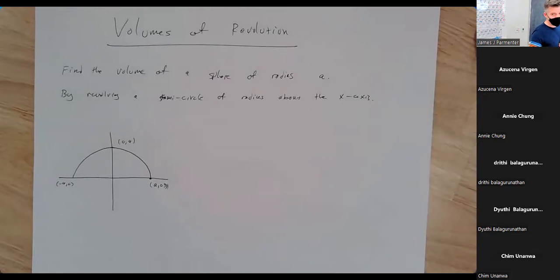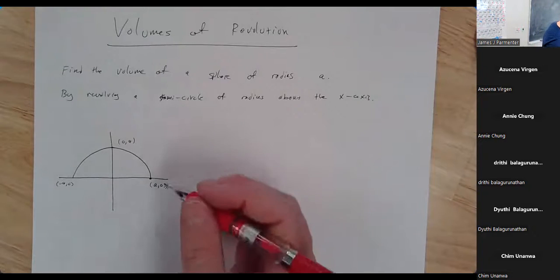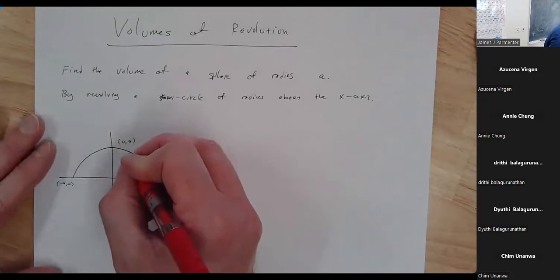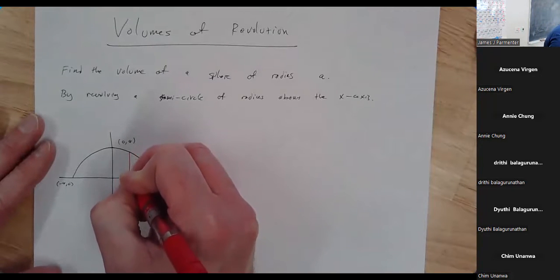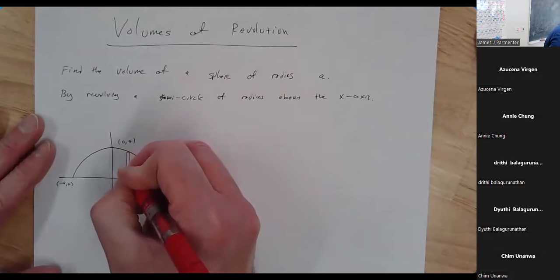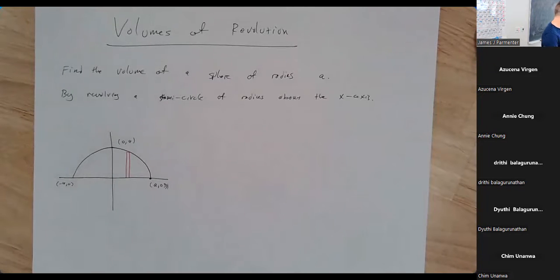I can put the triangle area explanation back up later, but I really want to continue on with this one. So the idea here is that we're going to take a slice perpendicular to the axis of rotation.